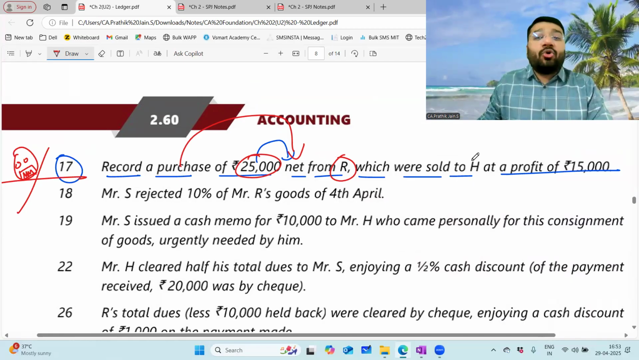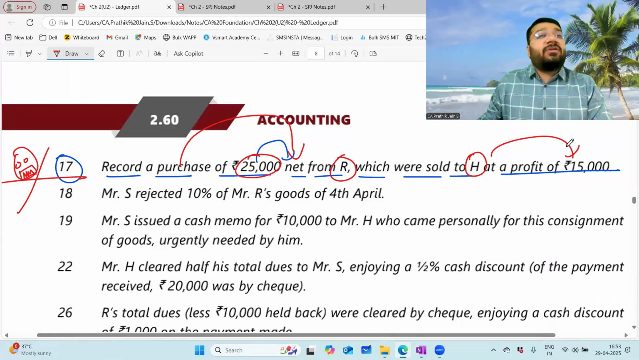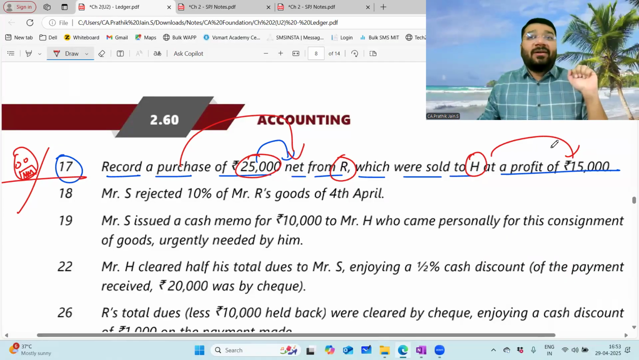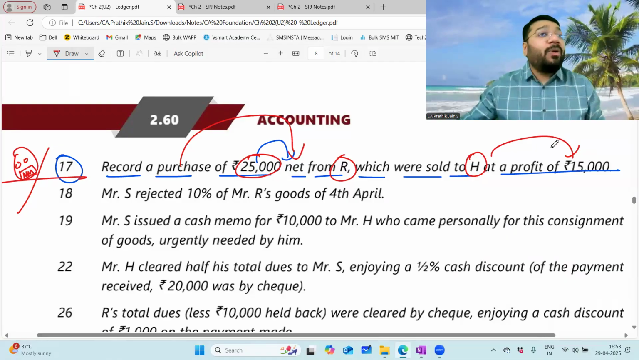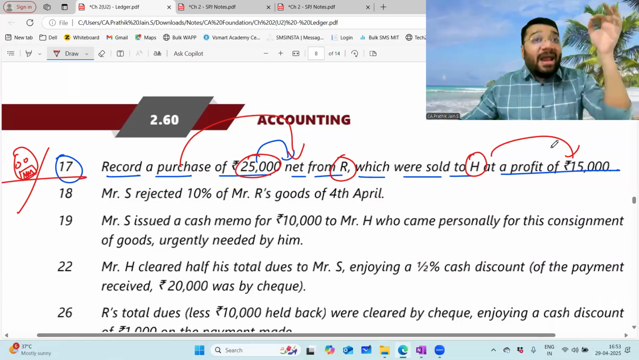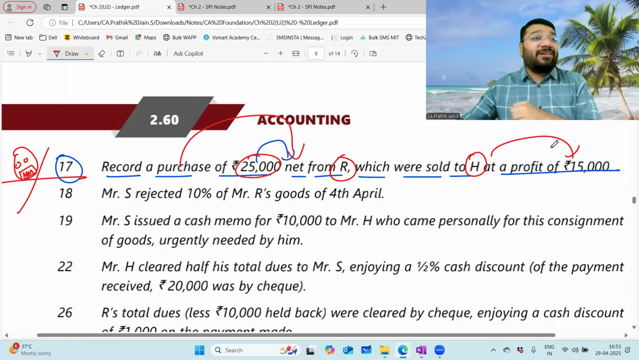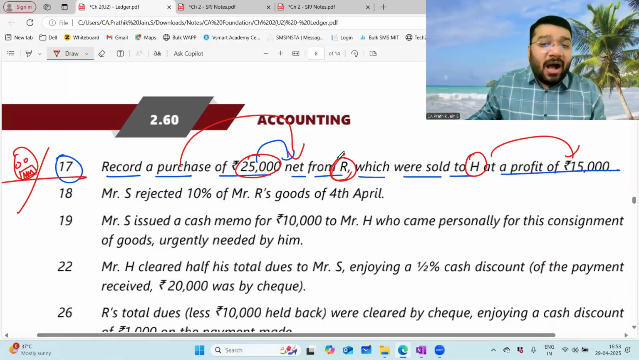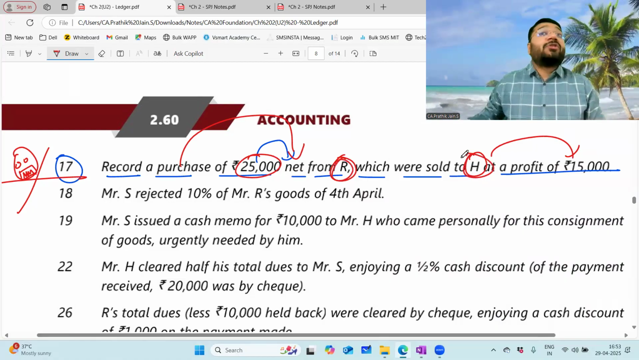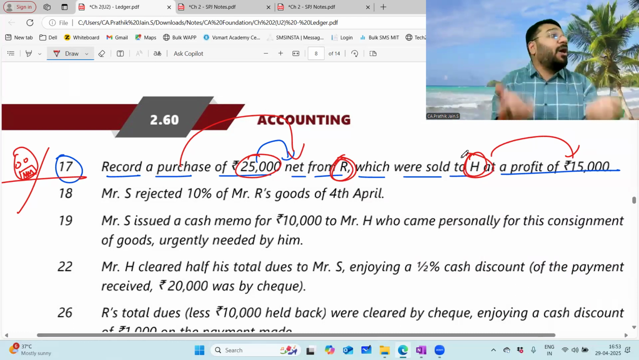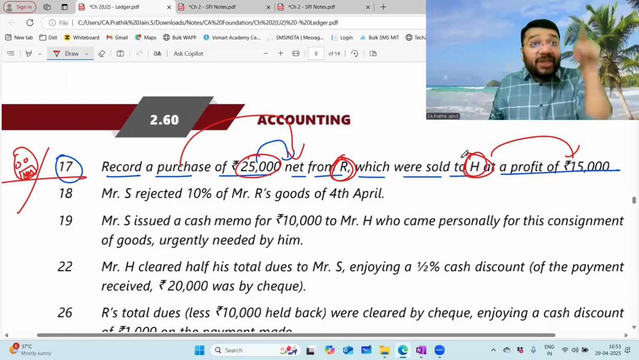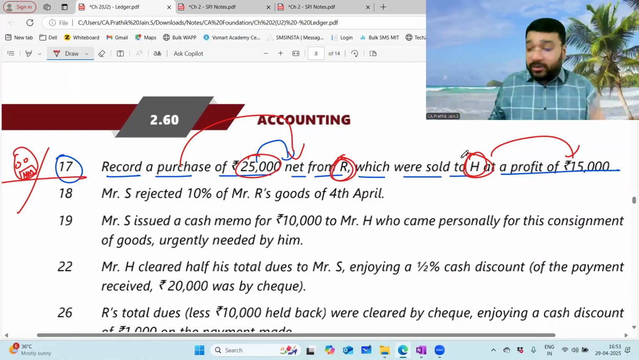And that we are selling it to whom? H at a profit of 15,000. So in this one line, there are 2 transactions. That's what accounting process says. Accounting is a systematic process of identifying the business financial transaction. In this line, there are two transactions. One is transaction with R, second is transaction with H. So if you don't know how to segregate the transaction, then how will you account it? So segregation of the transaction is very, very important. Identification of the business financial transaction is even more important.